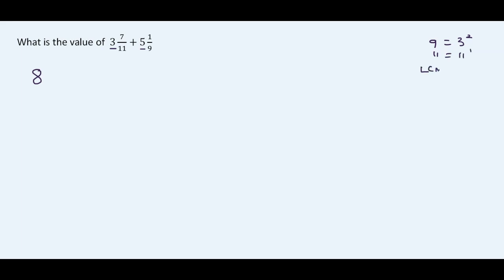And our LCM is going to be 3 and 11 as our factors. And we use the greatest exponent. So this is going to give us 9 multiplied by 11, which is equal to 99. And so we have 7 over 11. We're going to have to multiply that by 9. So we multiply 7 by 9 as well. 7 multiplied by 9 is 63. 11 multiplied by 9 is 99.